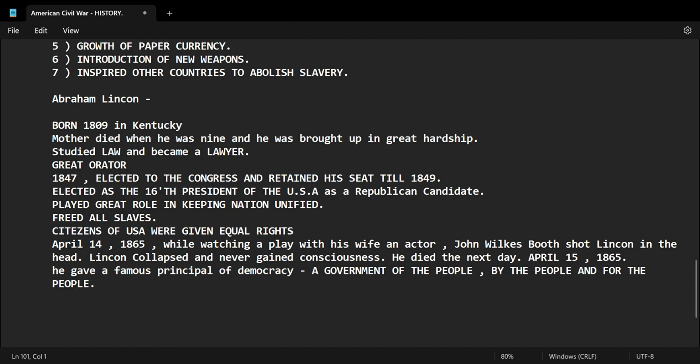It is rather for us to be here dedicated to the great task remaining before us, that from these honored dead we take increased devotion to that cause for which they gave the last full measure of devotion, that we here highly resolve that these dead shall not have died in vain, that this nation under God shall have a new birth of freedom, and that government of the people, by the people, for the people shall not perish from the earth.